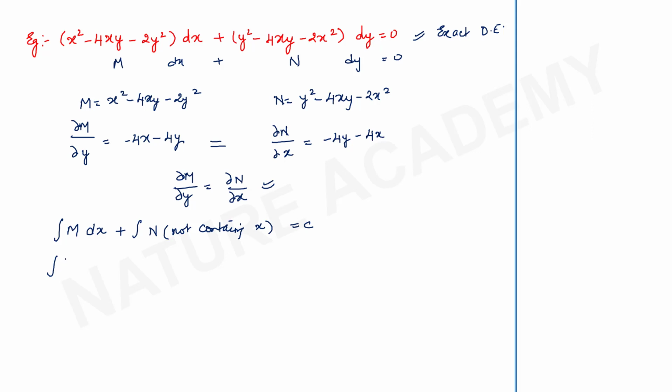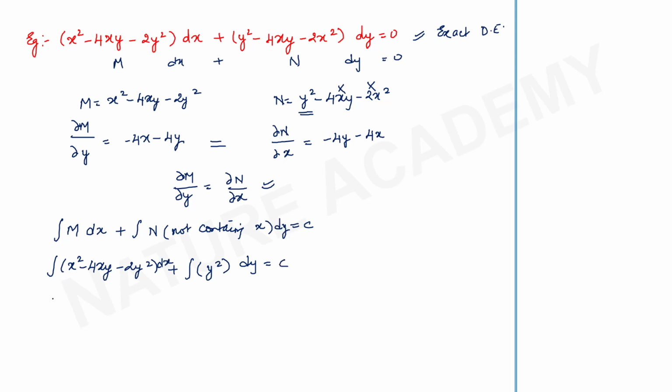Here M is the integral of x square minus 4xy minus 2y square. Here in N, the only term which doesn't contain x is y square. This contains x, this also contains x. Therefore, you have to take only y square while integrating the terms of N. So, we have integral y square dy is equal to c.